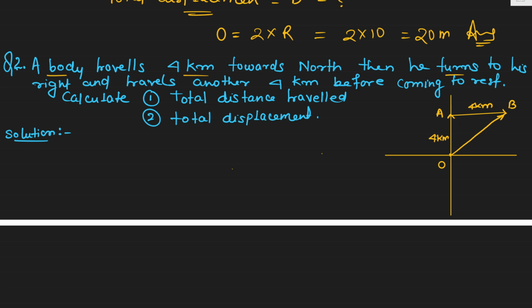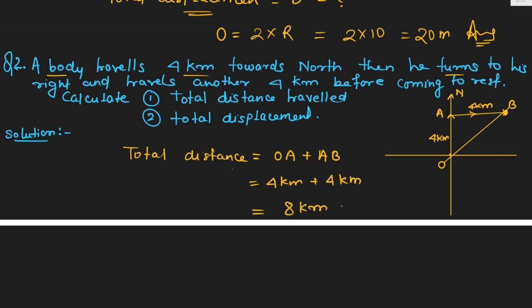So total distance traveled means at point B the body comes to rest. So 4 kilometers plus 4 kilometers will be the total distance. So total distance equal to OA plus AB. It's moving towards north, then towards right again 4 kilometers. So 4 kilometers plus 4 kilometers, total 8 kilometers will be the answer. So 8 kilometers is the total distance covered by the body.